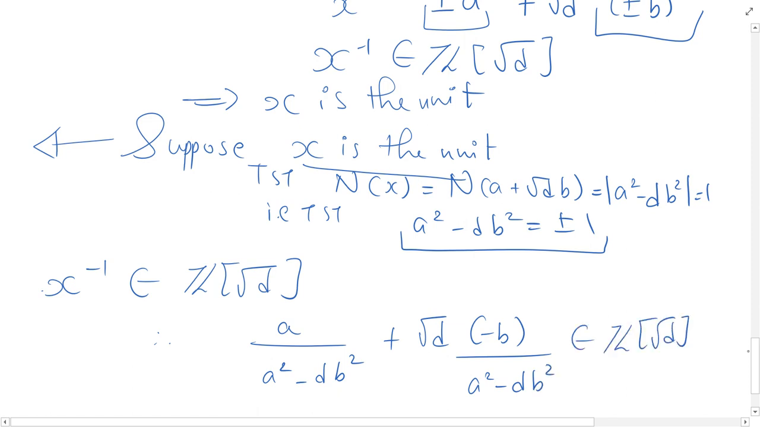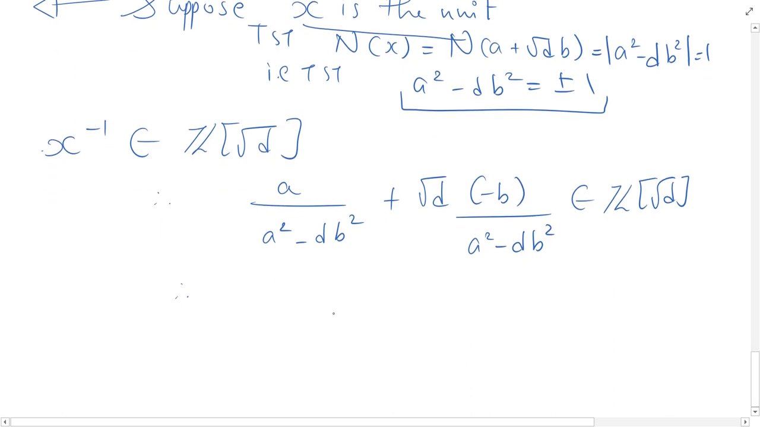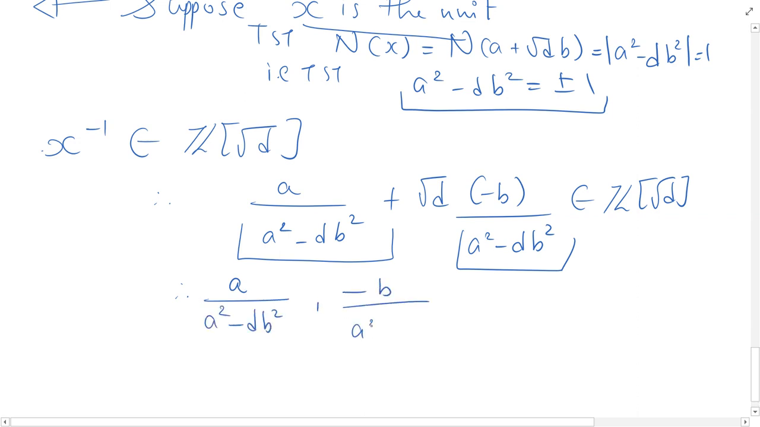For those students who have watched my last video, they know after this what we are doing, right? Because a similar thing I have done in the last video, I'm repeating again. For that case, we had d equal to minus 5, nothing else. So I'm just repeating those steps, but in the general case now. Okay, so I know this is an element of Z[√d] if and only if this part and this part are integers, right? So therefore a divided by a squared minus d b squared and minus b divided by a squared minus d b squared are elements of Z.